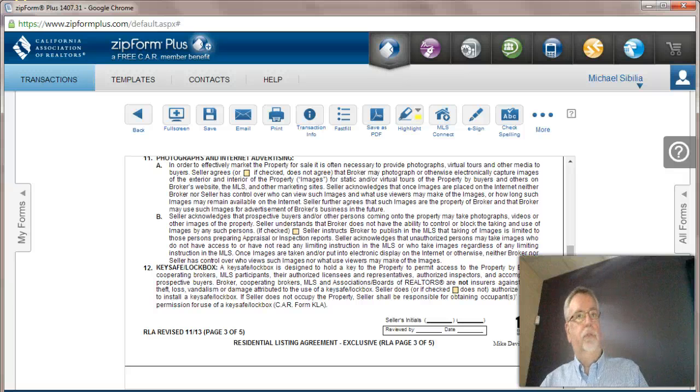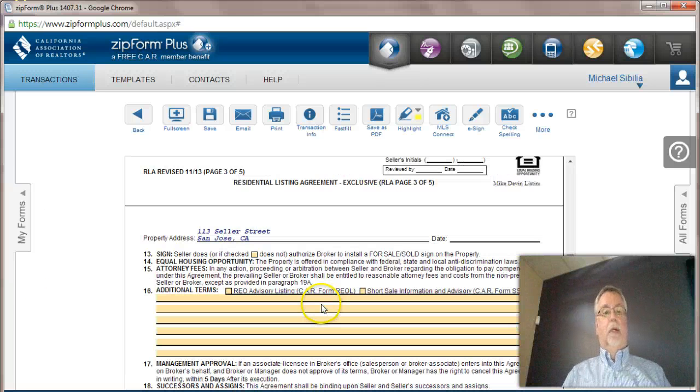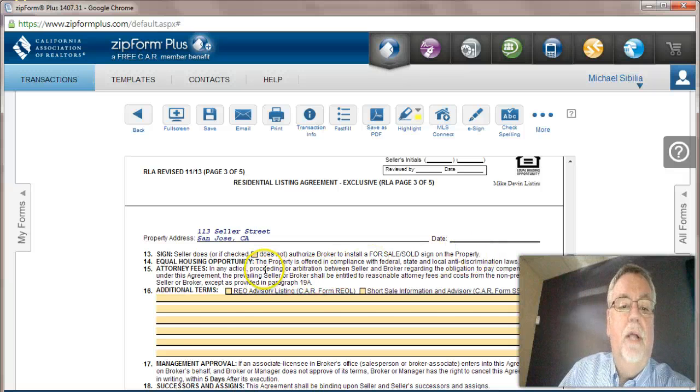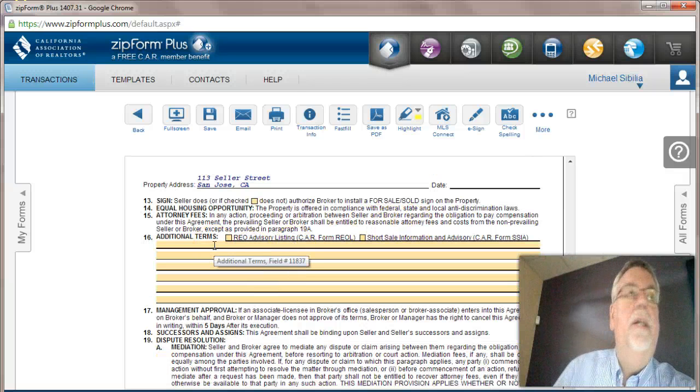Can you tell who's shown the property? Would this be a good point to explain how the lockbox system works? Okay. A sign, you're going to put a for sale sign on the property. Additional terms, you don't need to write anything in here.